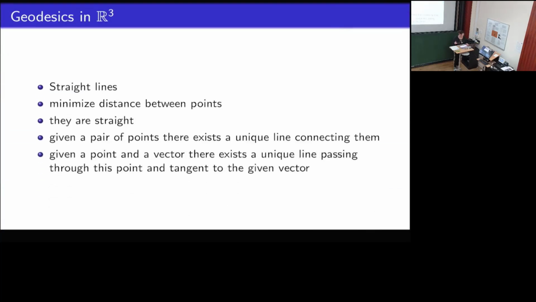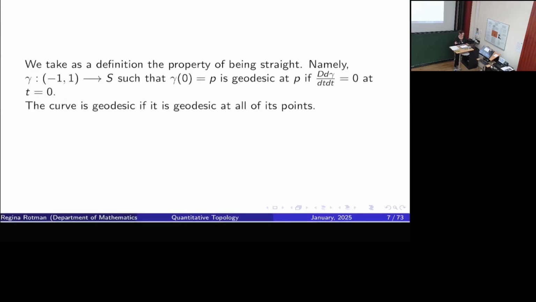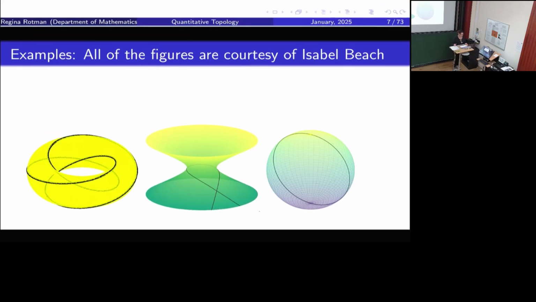So informally speaking, straightest, and formally speaking, it satisfies a certain differential equation. We define first a geodesic at a point, and we say that a curve is a geodesic if it is a geodesic at every point, satisfying certain differential equations. Okay, so let's look at some examples.